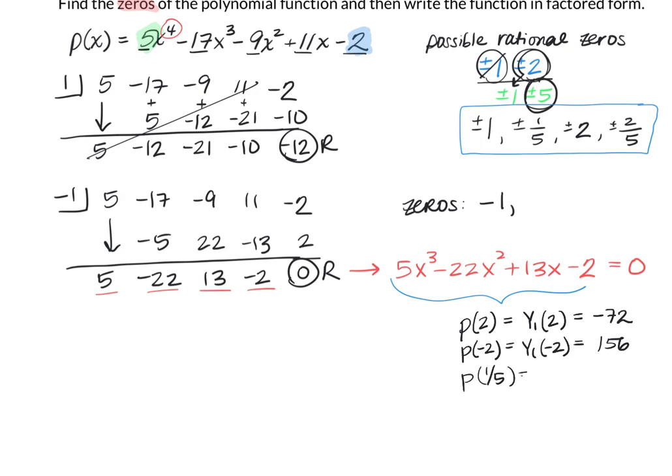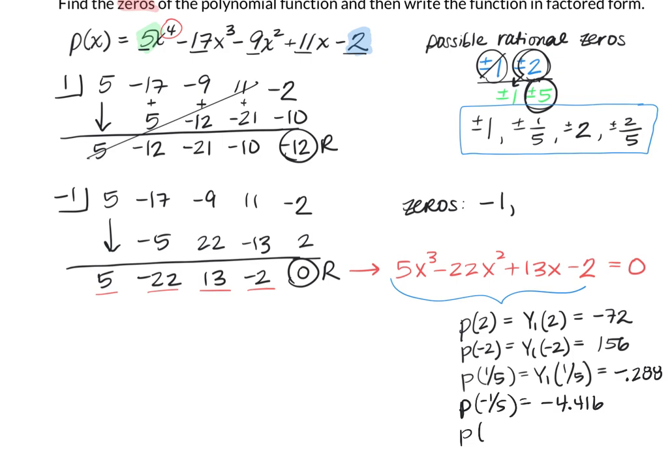So p of 1/5, or in the calculator, y1 of 1/5. And remember, I've shown the keystrokes earlier in a calculator video, but if you needed help with this part, certainly come and see me and I can help you with the calculator keystrokes of how to do this effectively. But 1/5 doesn't work either. It looks like it gives us a negative 0.288. So then we'll try p of negative 1/5, which is going to give us negative 4.416.